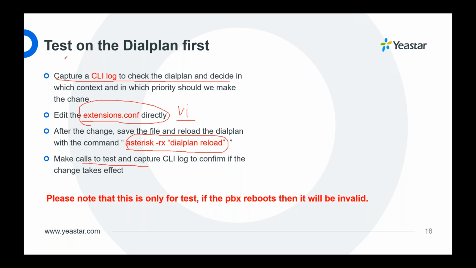If we're not 100% sure this change will be working, we just make a test. The test is to edit the Dialplan file directly. Okay. After that, use this command to reload it. Then make a call to test.